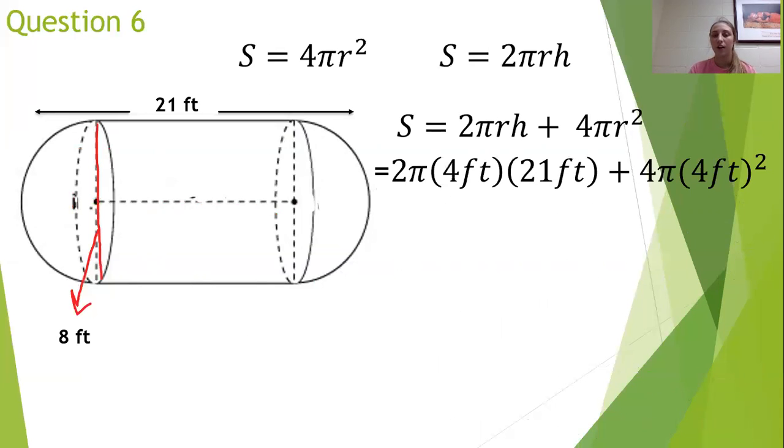So we're going to plug all our information in, and we're going to do 2 pi times 4 feet times 21 feet plus 4 pi times 4 feet squared. And we're going to get the surface area is 729 feet squared.